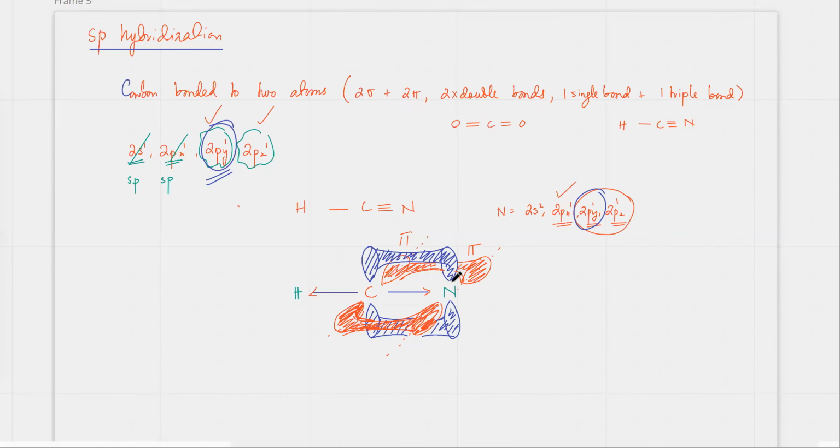So there's a triple bond that's being formed over here. The middle one is a sigma bond, plus there are two pi bonds. So it's H, and over here there's a triple bond. The C and N have a triple bond. So is this clear?